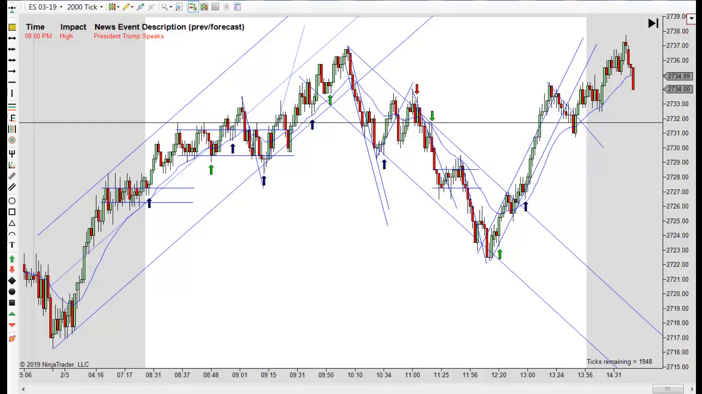PriceActionTradingSystem.com, and it's Tuesday, February 5th. This will be our chart lesson for the day, and pretty good trading day. There's not a lot of trades today, but there were some good trades. There were a couple here that you might have caught a runner on. Somebody asked me today, so I'll go over that real quick.